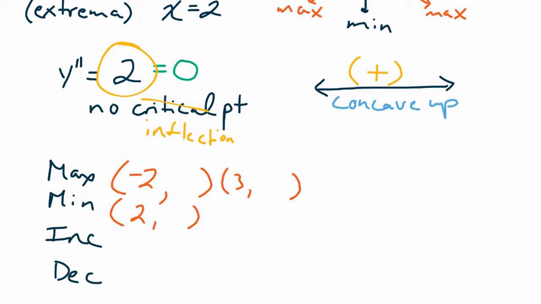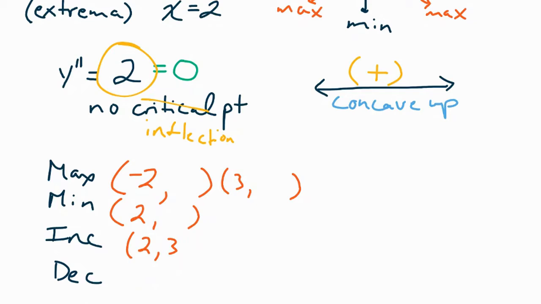Our minimum we concluded from the critical point analysis, but we'll get that in our list. Our minimum is going to be at 2. The graph is increasing to the right of 2, but it stops at 3, so we'll mark that at 3 instead of the whole way to infinity. And then it's decreasing from -2 to 2.